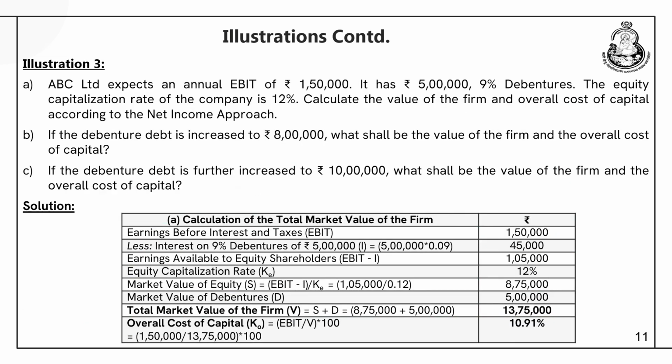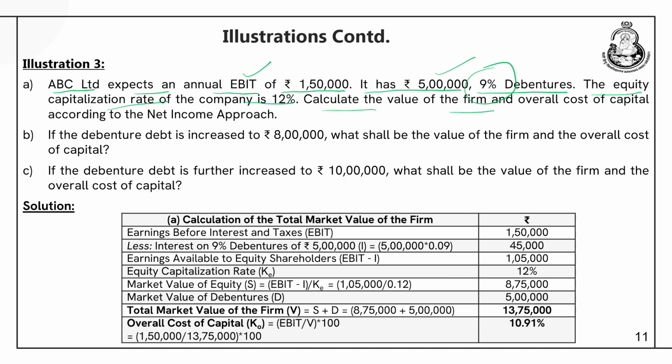So, let us do one more question to have a better understanding, right. So, it says that ABC Limited expects an annual EBIT of rupees 1,50,000. So, EBIT is given as 1,50,000 and it has 9% debentures. So, it issues 5 lakh of debt and the rate of interest is 9%. The equity capitalization rate of the company is 12%. The cost of equity is 12%.